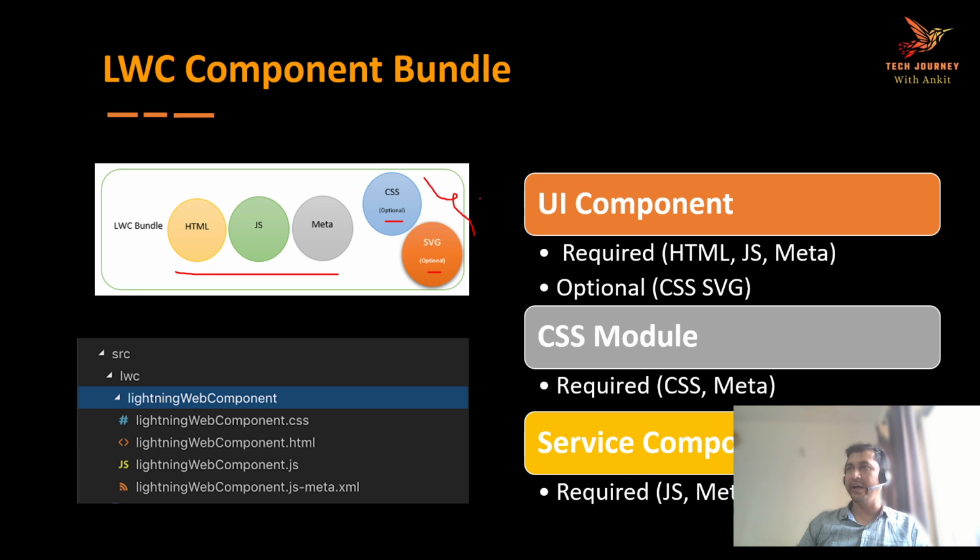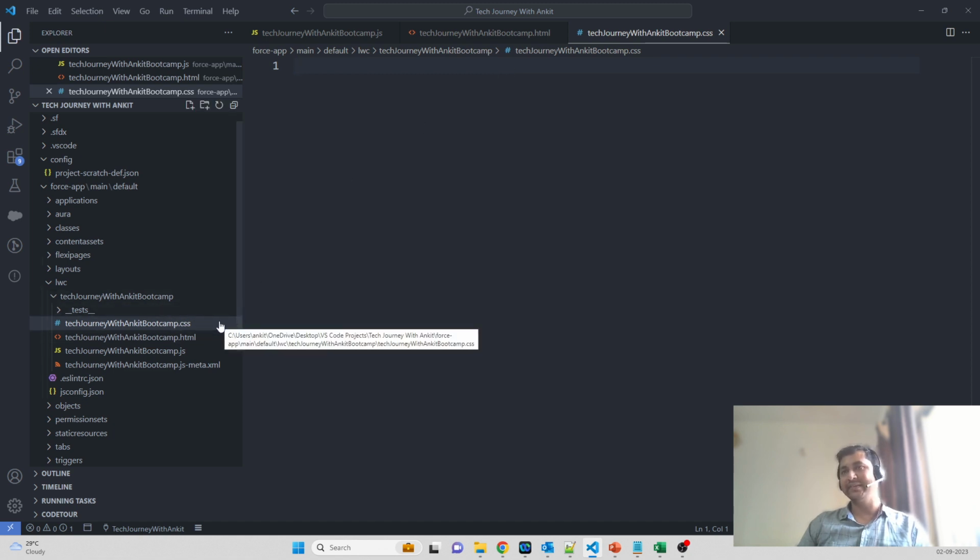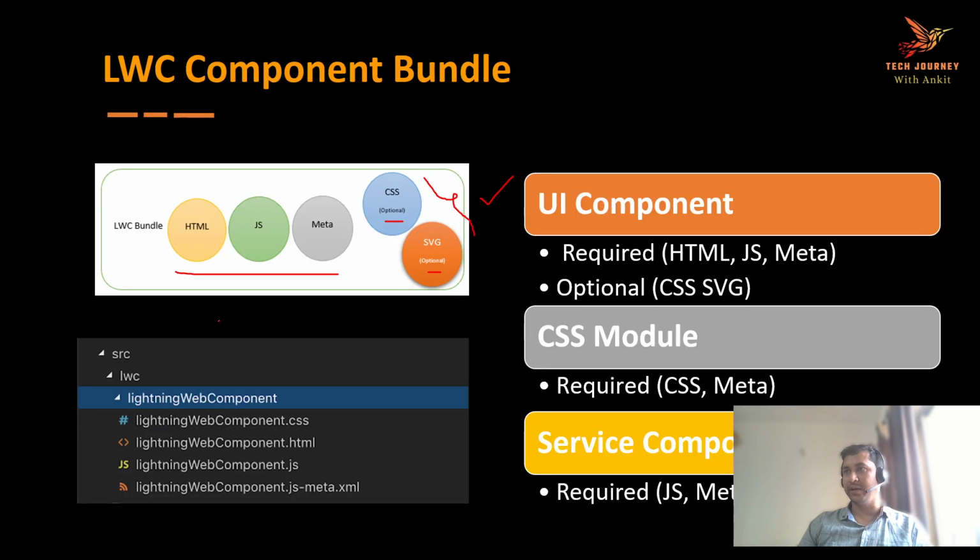Next thing is, in LWC we can create three different types of LWC component. First is the UI related component. UI related component means whenever we are creating the Lightning Web component, by default, the type of component that is created is a UI related component, where we have the HTML file, JavaScript file, and the meta file. However, we can create the CSS and the SVG file, which is quite optional. It's completely up to your requirement whether you need this file or not. But these files are the required files: HTML, JavaScript, and the meta file.